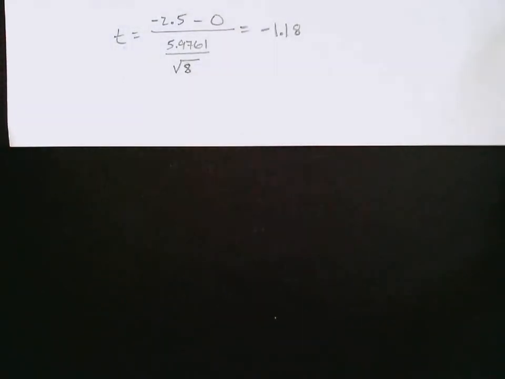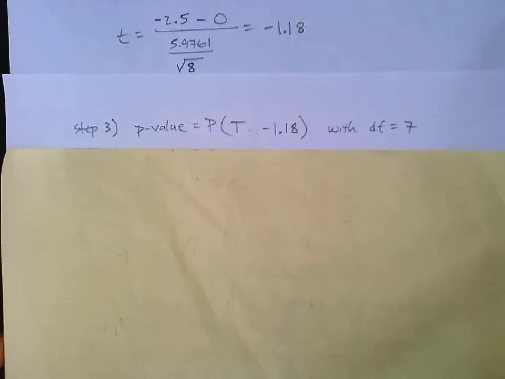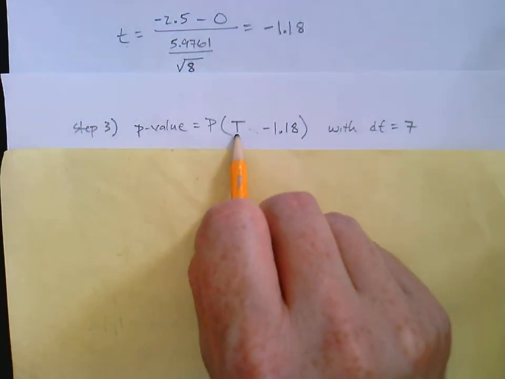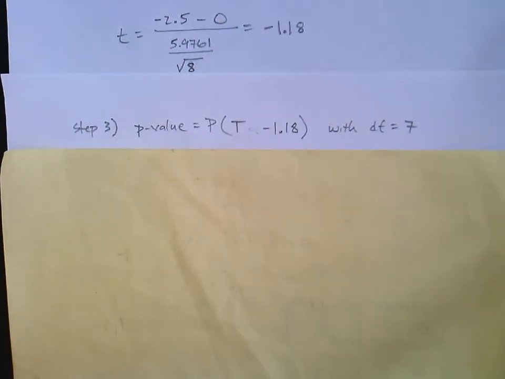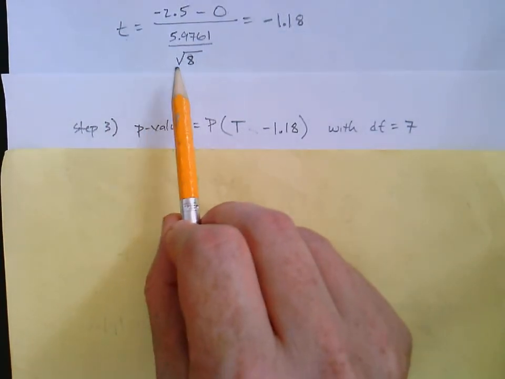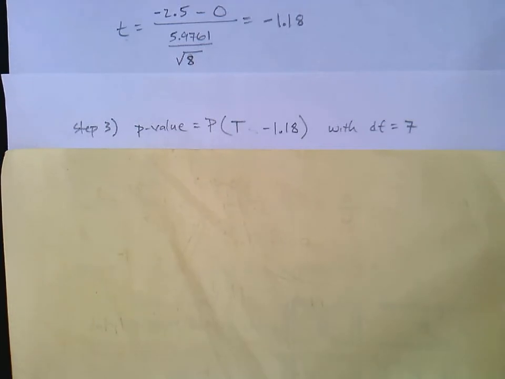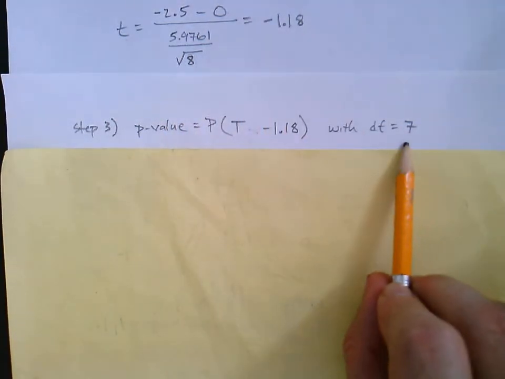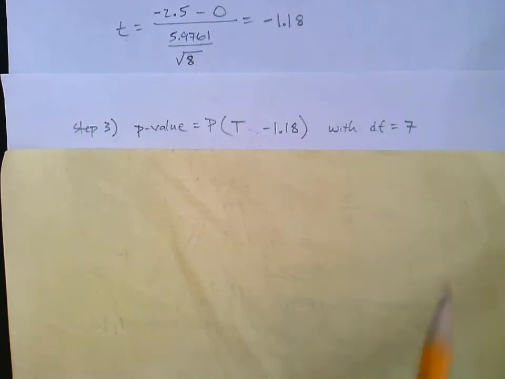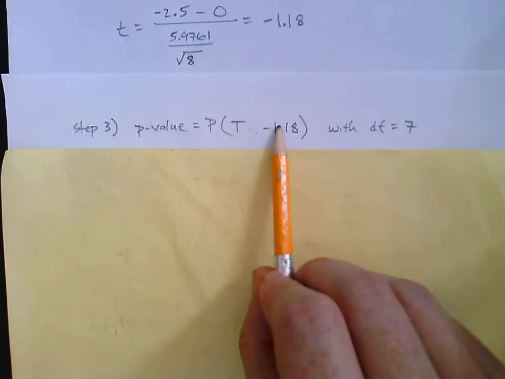From there, we go on to step number 3, finding the p-value. How do we do this? Well, we know it's the t calculator we're going to use. The degrees of freedom, well, we only have the one sample. The sample size is 8. So there's nothing unusual about the degrees of freedom here. It's just one less than 8, in other words, 7.